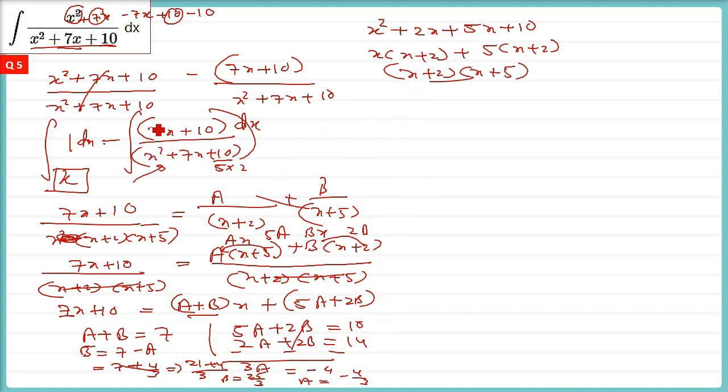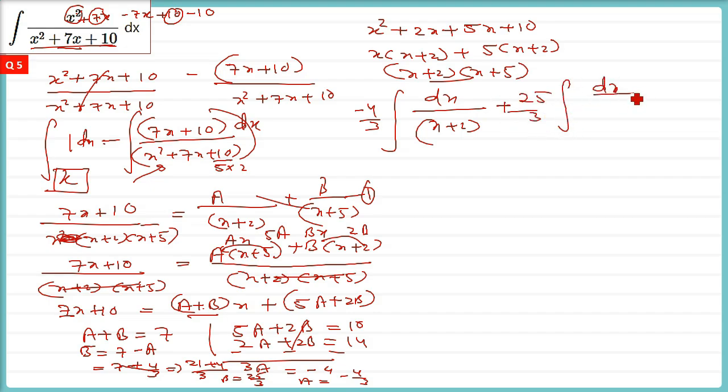Now just concentrate on the equation which I made initially. This one I am talking about. This is equation number 1. And place this a outside, which is negative 4 by 3. Keep everything inside, integration of dx by x plus 2. And the second term will be 25 by 3. So plus 25 by 3 outside, integration of dx divided by x plus 5.